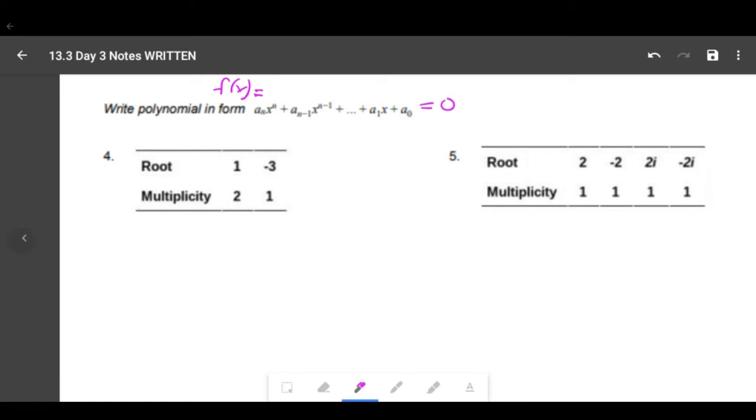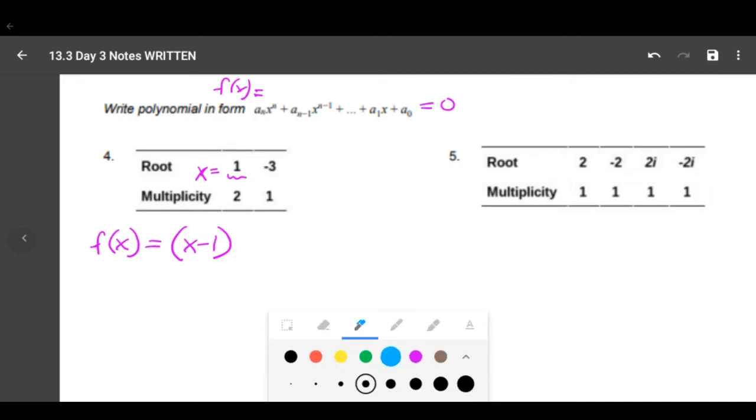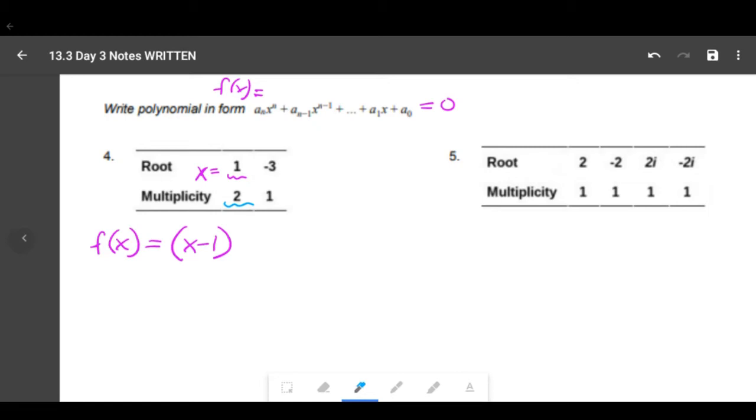So if I take a look, what they're telling me here is that the root is 1. So f of x equals, our job is to write the polynomial equation. If my root is 1, we know that comes from the quantity x minus 1. If you set that equal to 0 and solve, you would get x equals 1, right? That's what that's telling us. Our root is 1. Since you have a multiplicity of 2 on here, that just means that this quantity is going to be squared. That's all that's telling us.